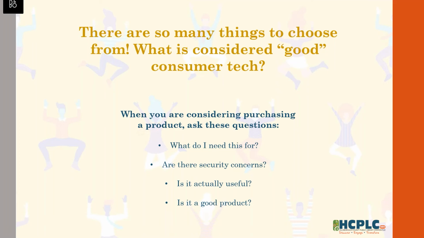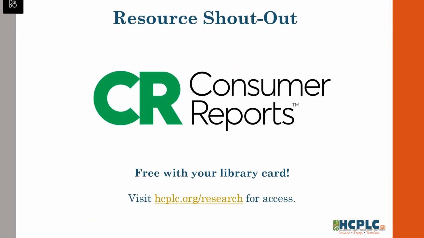There are thousands upon thousands of products out there. If you're even looking for something as simple as a pair of headphones, you can go to Amazon or Walmart or Target or any other retailer and look at their website or go to their store, and you're going to be confronted with dozens of items to choose from. So how do you know which one is actually good? And this is where we head into our resource shout out, which is Consumer Reports.